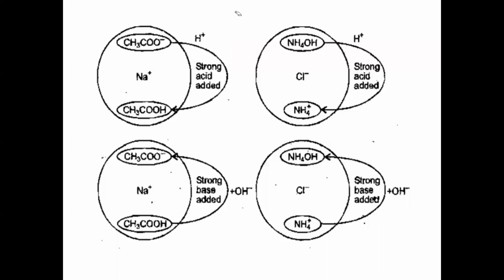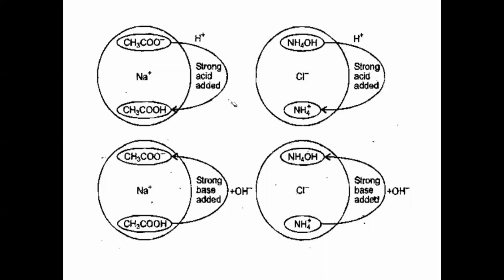Suppose the salt of weak acid and weak base. The aqueous solution of salt of weak acid and weak base will act as a simple buffer. And the second type of buffer is the mixed buffer. So mixed buffers mean the buffers of either acidic type or basic type, that is, acidic buffer or basic buffer.